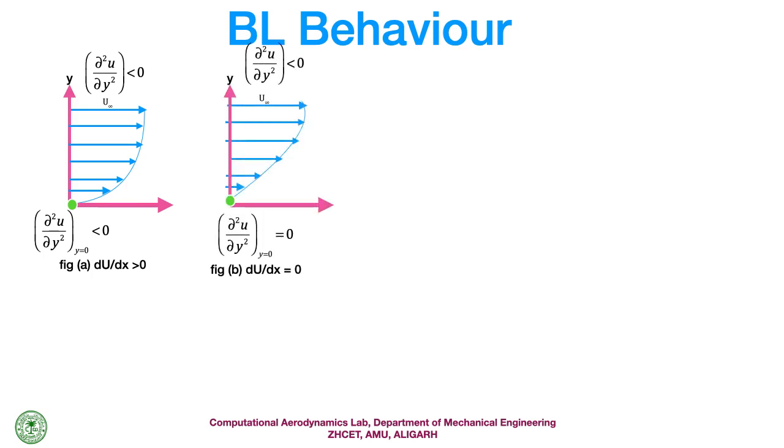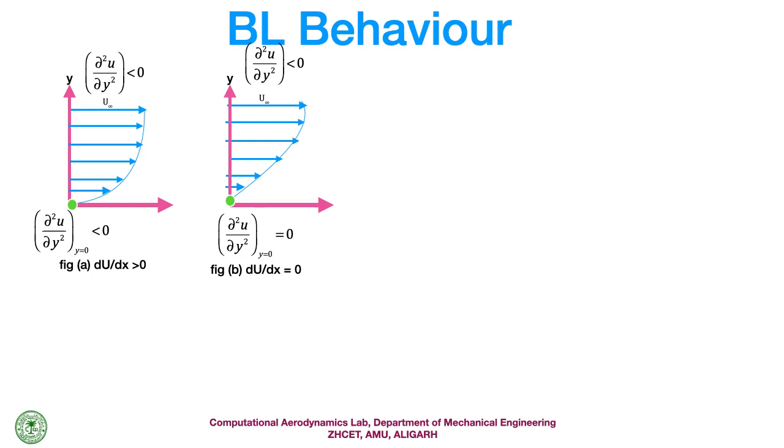Now if I take a zero pressure gradient boundary layer, as you can see, the velocity gradients are not that much steeper near the wall, and you get a slightly monotonic velocity profile. And at the u infinity, del 2 u over del y square is still less than 0, and at the wall del 2 u over del y square is equal to 0.